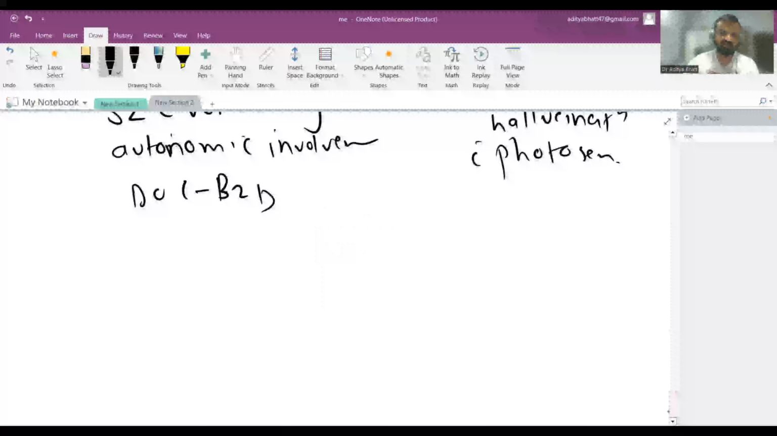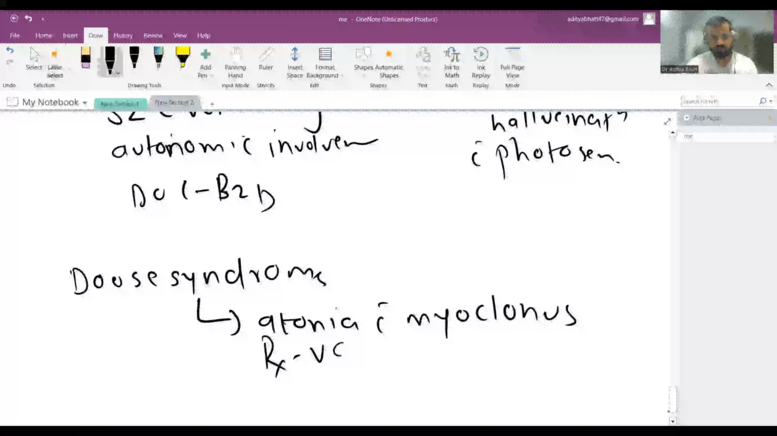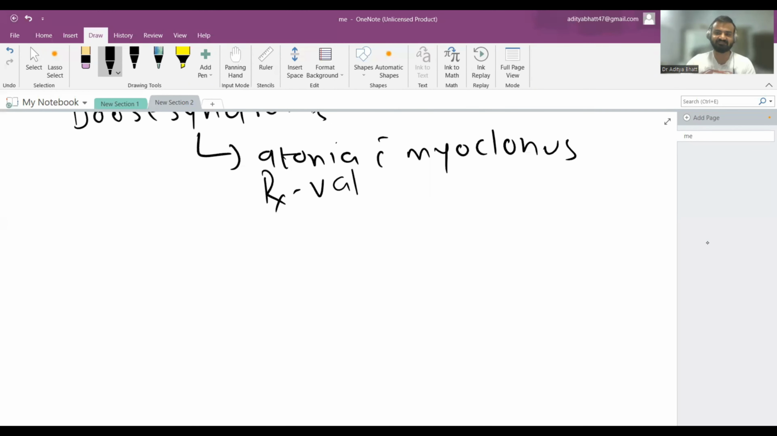Then the last few. One is Doose syndrome. Doose syndrome is myoclonus with atonia. It is myoclonic atonic epilepsy. So Doose syndrome is myoclonus plus atonia, and the treatment of choice is valproate. If you do not know the treatment of choice for any epilepsy, write valproate. You will probably be right.